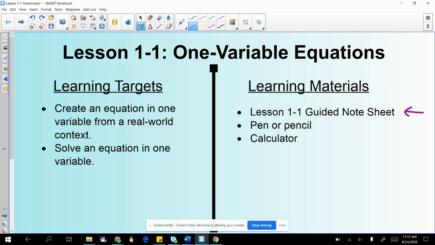On the other side here, it says that our learning targets are to create an equation in one variable from a real world context. And then we're also going to solve some equations in one variable. So you guys know that a variable could be a letter like X or Y that is used to represent an unknown, okay?